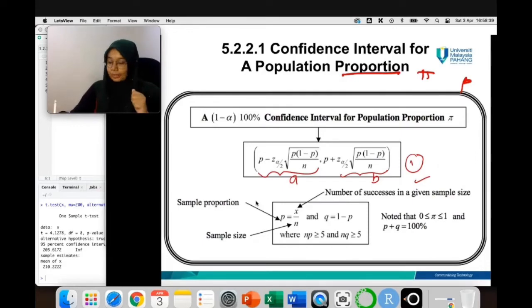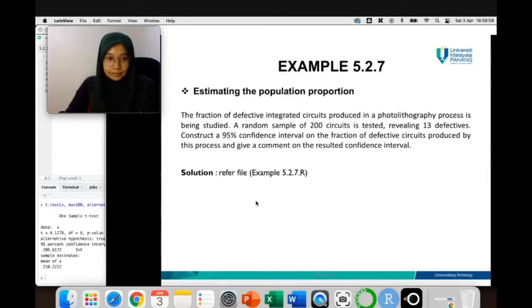Okay. Tapi you kena tahu dekat sini how to find the P. P is equals to X over N. N is your sample size. X is the number of success. So number of success ni adalah proportion, the fraction. So look at later on how to find the P. Okay. Read the question. Estimate. So confidence interval. Population proportion. So estimate pi. So and you will find A and B.